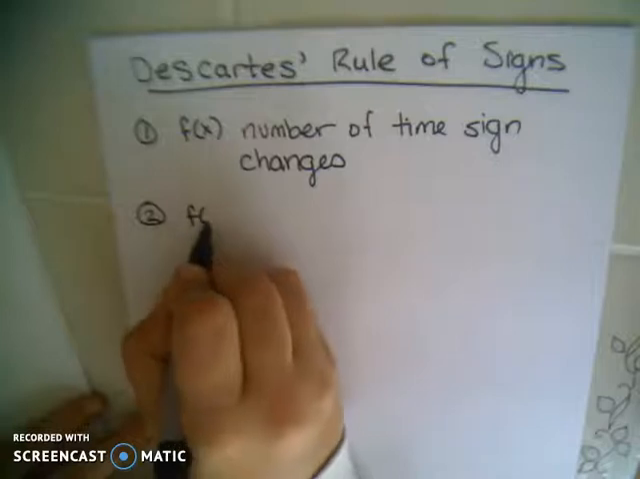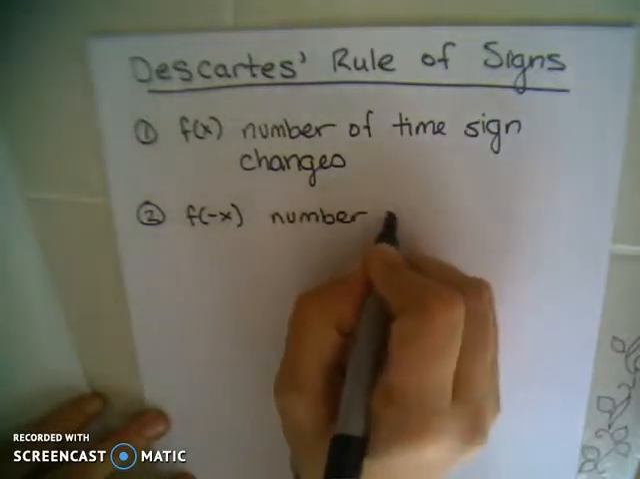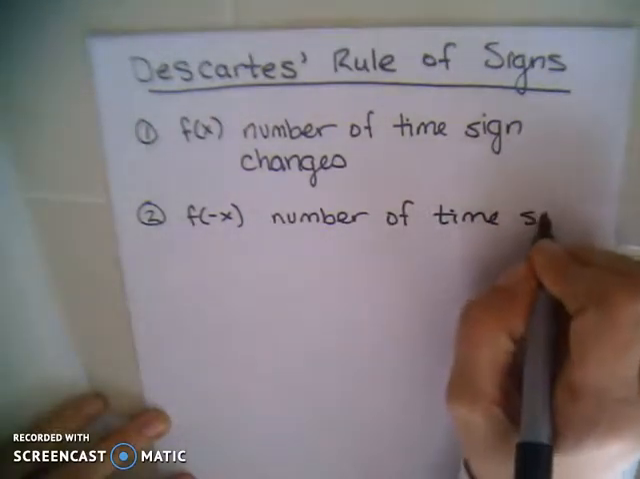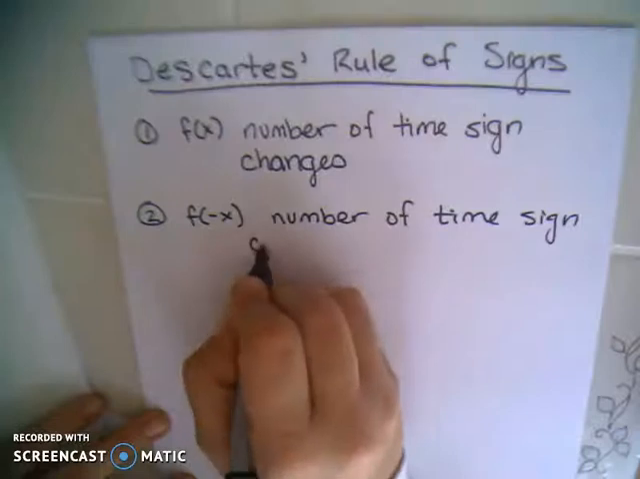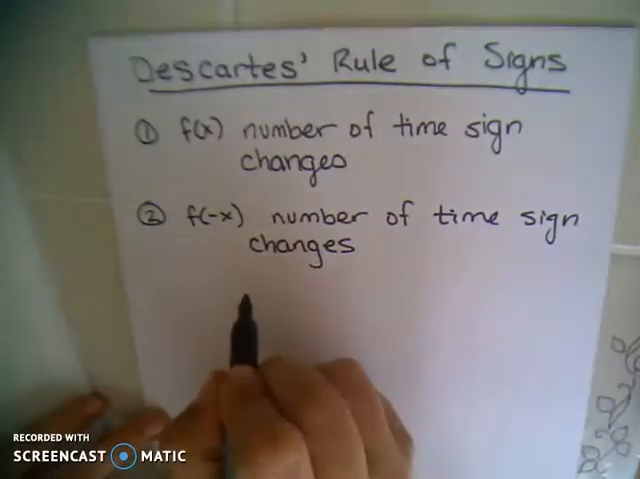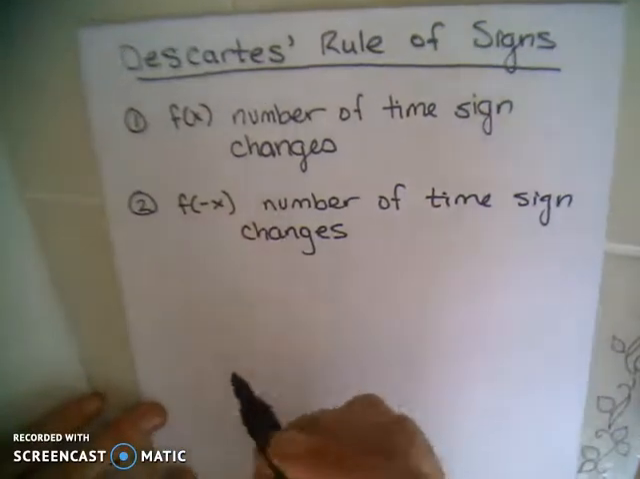And then create f of negative x and look at the number of sign changes. And this is how many negative zeros we could have. So when we had that big list of rational zeros to check, we could possibly narrow it down and say, oh, there has to be 2 positive and 1 negative.